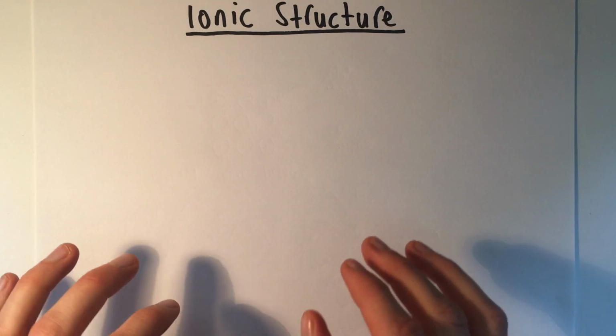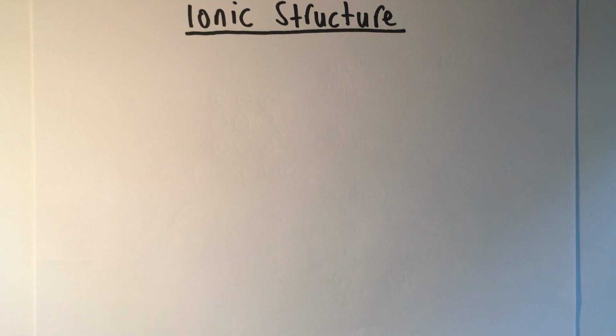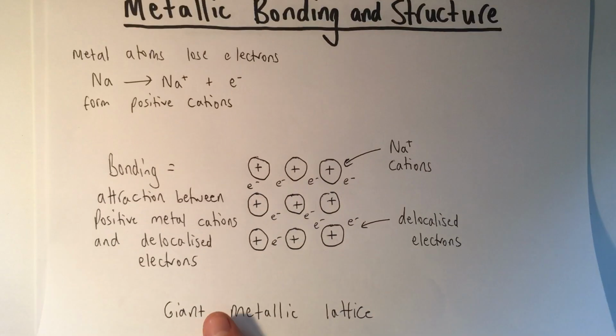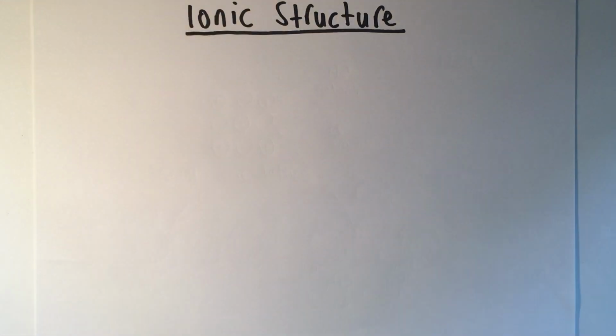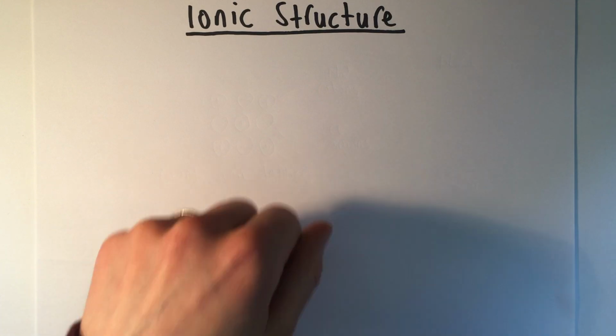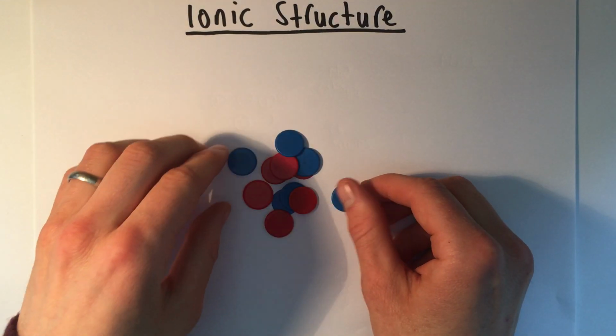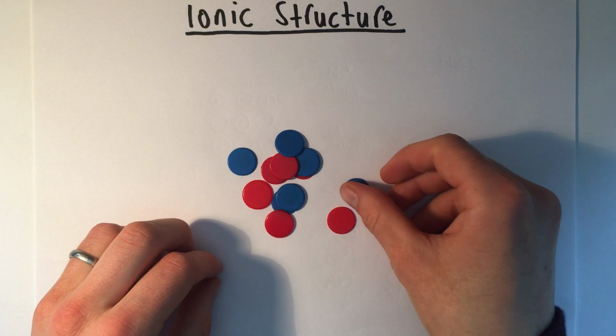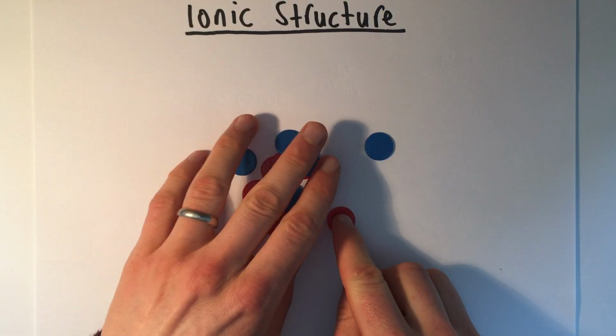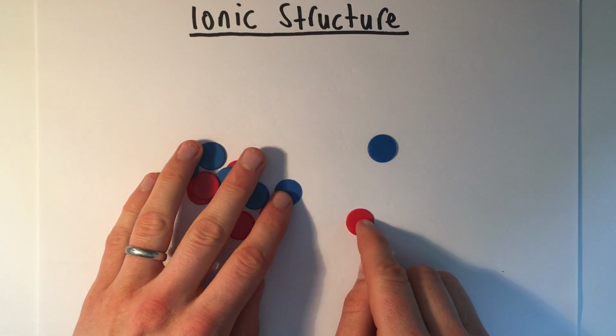We're not looking at the electron structure of the ions, we're looking at how the ions themselves arrange themselves. And it ends up being fairly similar to in a metal. I've made a video about that, but it'll be a little bit different for reasons that we'll see. So I've got here counters to represent the different ions. So these are positive metal cations, these are negative non-metal anions.